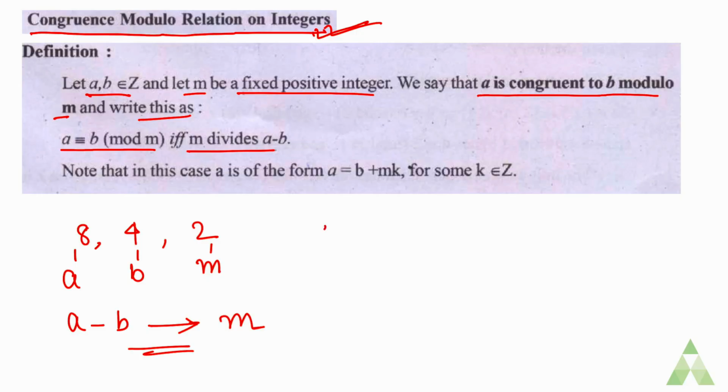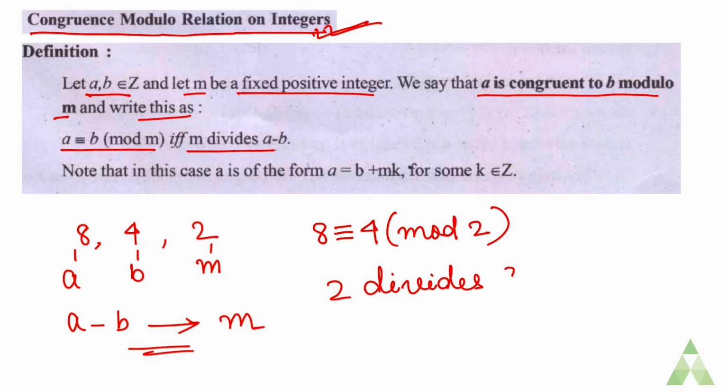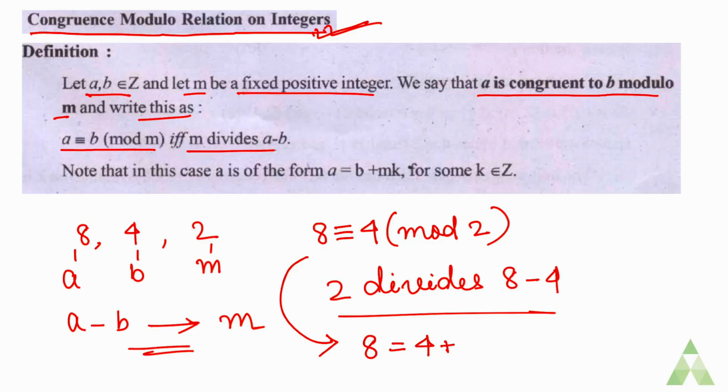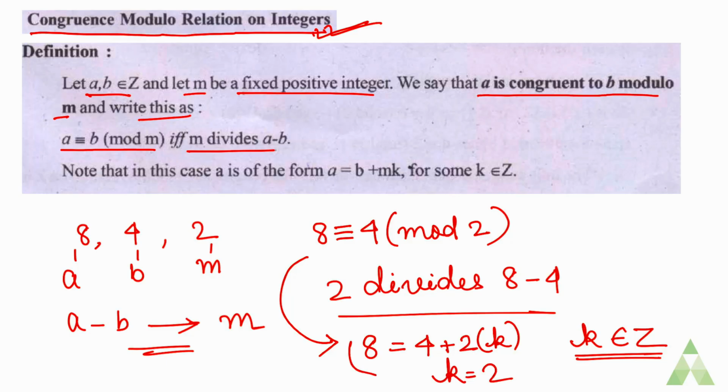So we can write 8 equivalent to 4 modulo 2. That means 2 divides 8 minus 4. So we can also write this as 8 equals 4 plus 2 into k, where k is an integer. That means k belongs to Z. Here k equals 2 in this case.